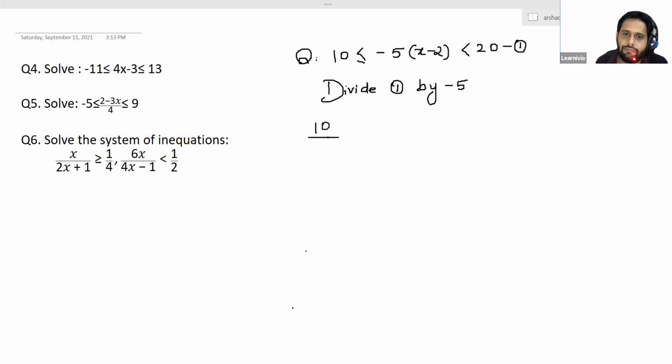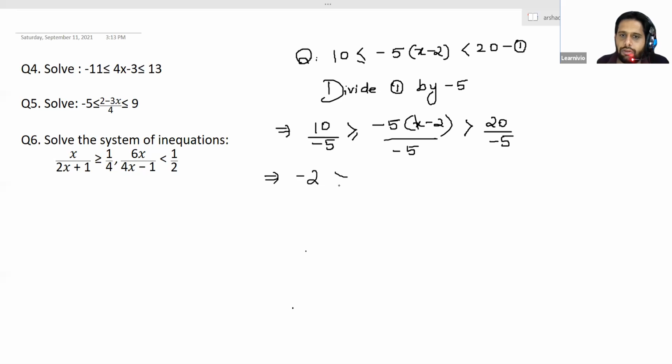So 10 by -5, then -5x minus 2 by -5, and 20 by -5. Okay, so Rishan, can you tell me whether the sign of inequality will change or not if you're dividing with -5? Yes, it will change. So this will become like this: -2 greater than or equal to x minus 2, greater than -4.